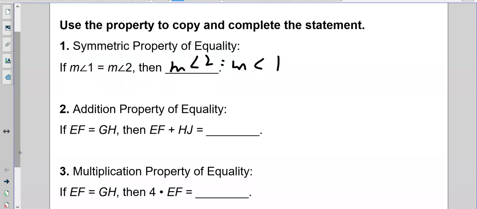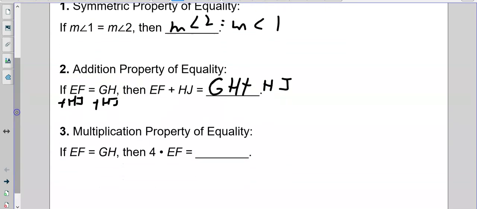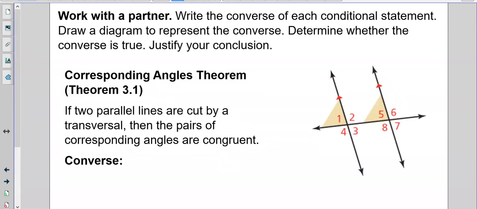If EF equals GH and we add HJ to EF, then we're adding HJ to GH. Sorry, GH, my bad. GH plus HJ, if I can write. Multiplication, same concept. We have EF equals GH. If we do 4 times EF, then we have to do 4 times GH. Whatever we do to one side, we do to the other.